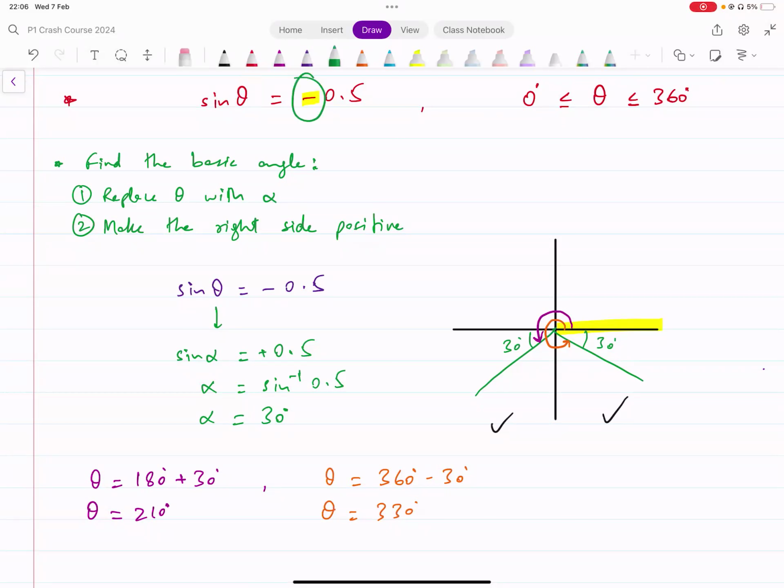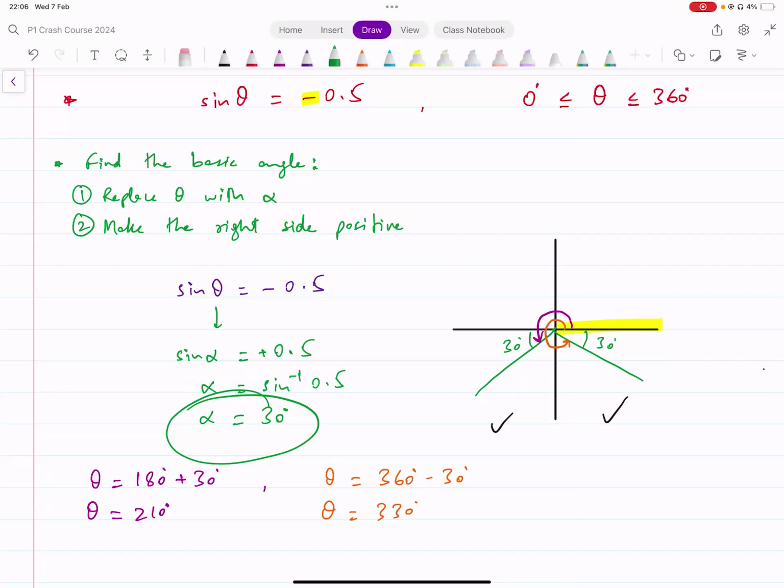Make the right side positive. Just do sine inverse, and that gives you the basic angle. Once you have the basic angle, look at the quadrants. Think about which quadrants you can be in. Since sine is supposed to be negative, you can either be in the third quadrant or in the fourth quadrant.